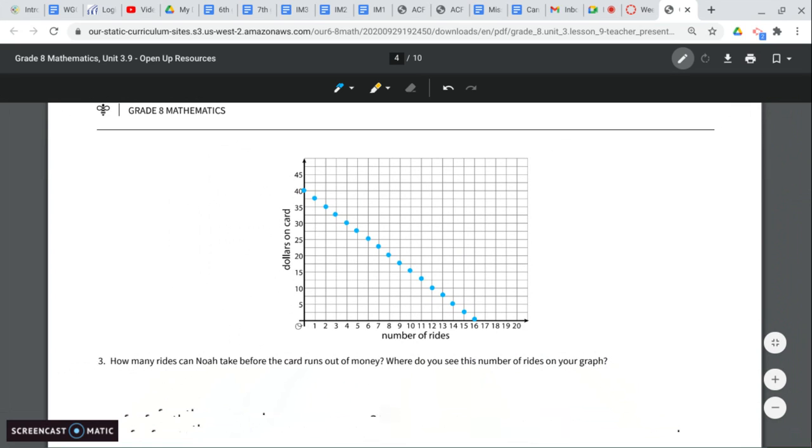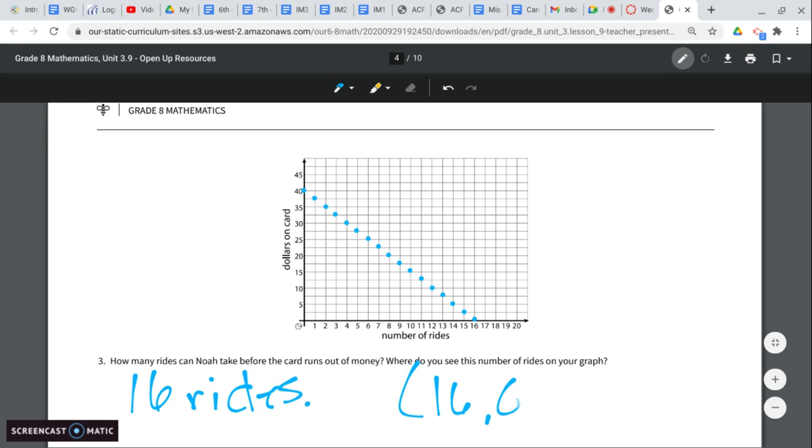Now, how many rides can Noah take before the card runs out of money? If we look at our graph, when does he have $0? 16 rides. We can see this at the point (16, 0) on the graph.